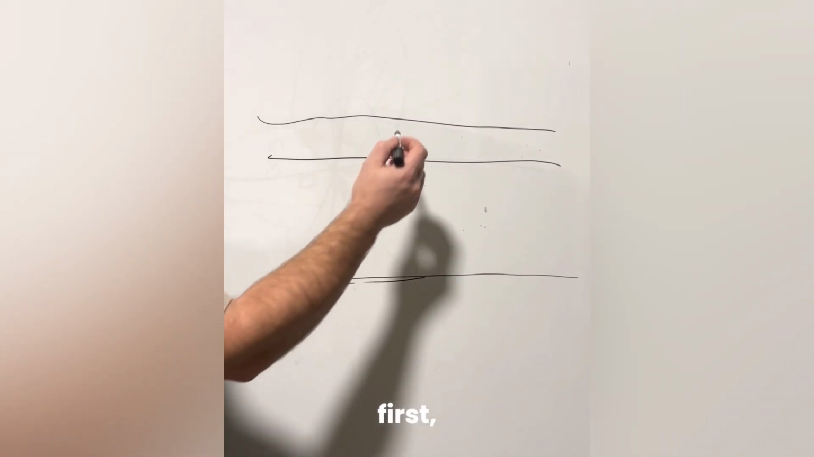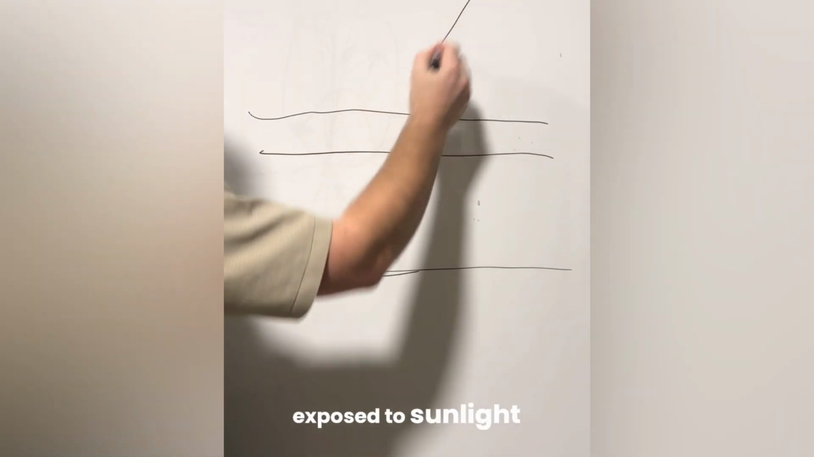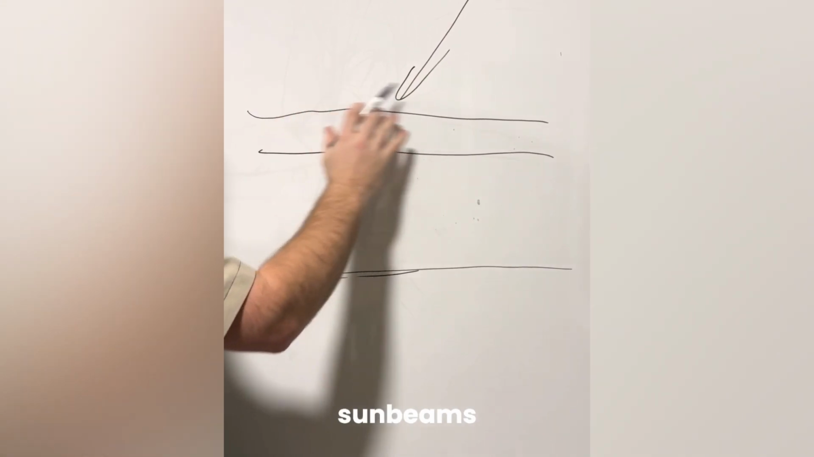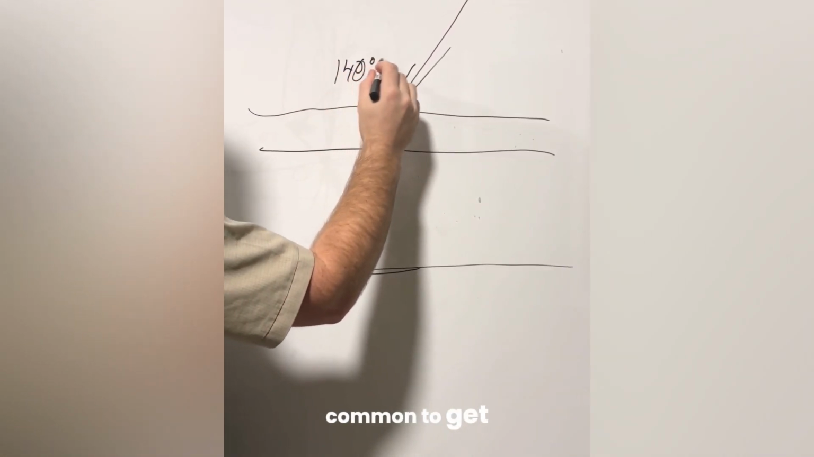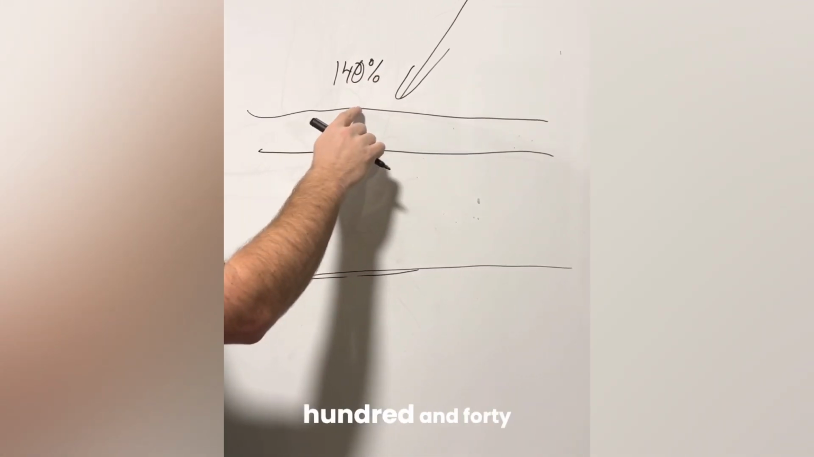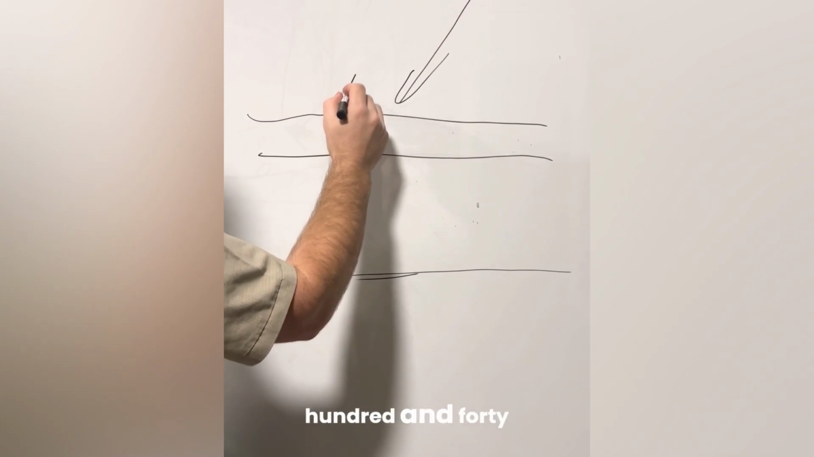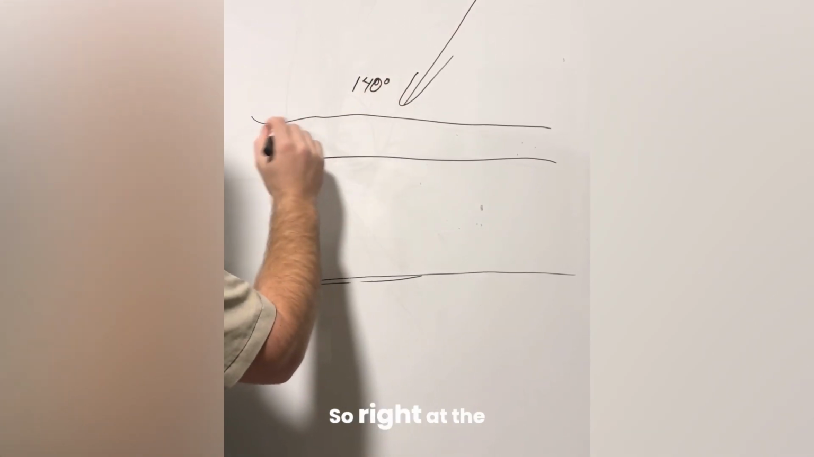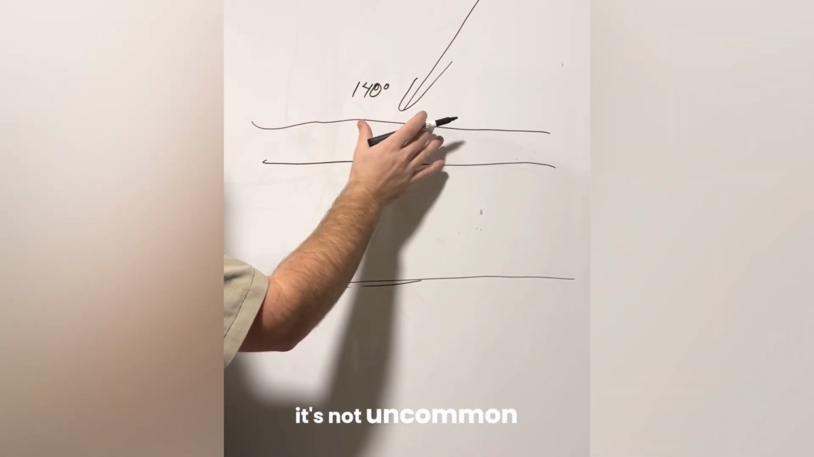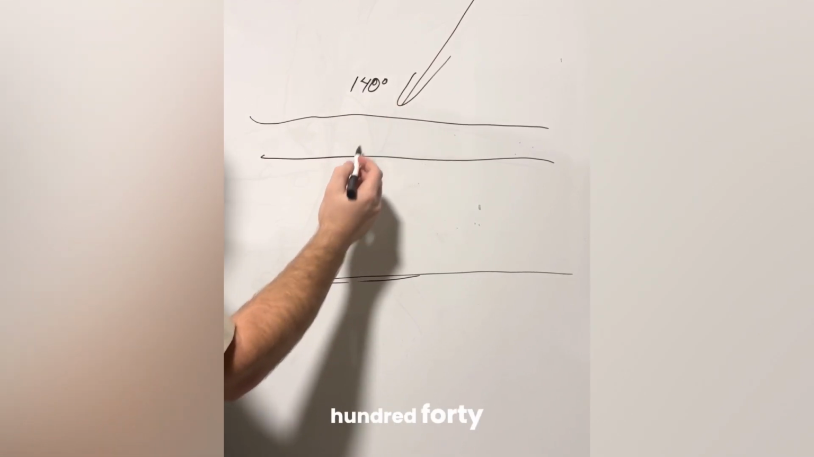First, when we have bare soil that is exposed to sunlight and we have direct sunbeams beating on that soil, it's very common to get temperatures as much as 140 degrees right at the soil surface. It's not uncommon in sunny areas, particularly on darker soils, to have a soil surface temperature of 140 degrees.